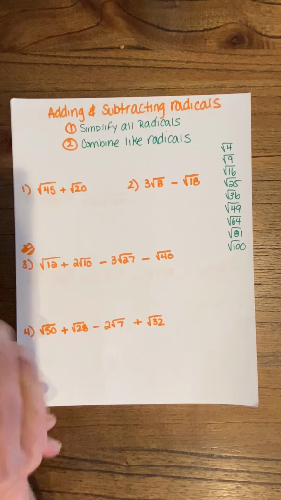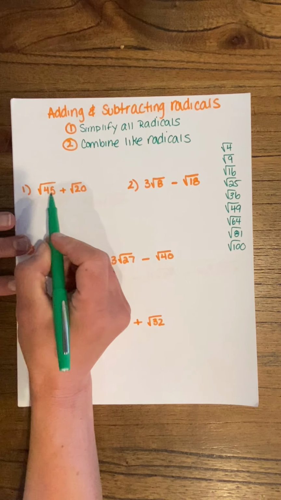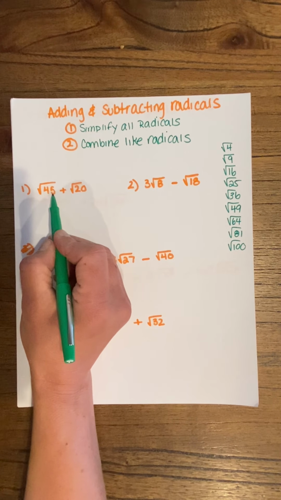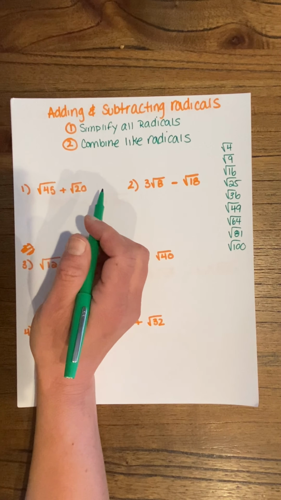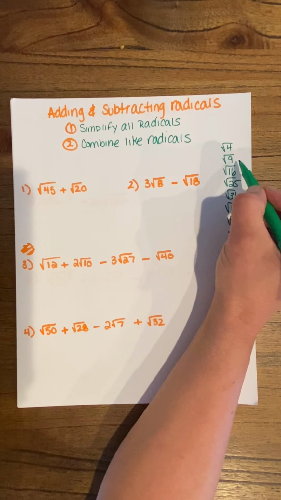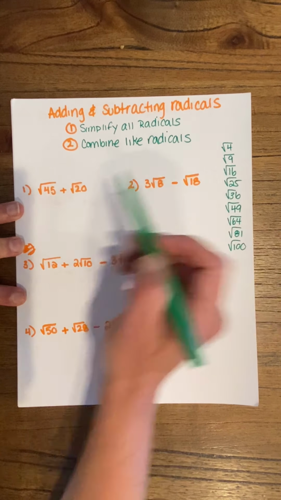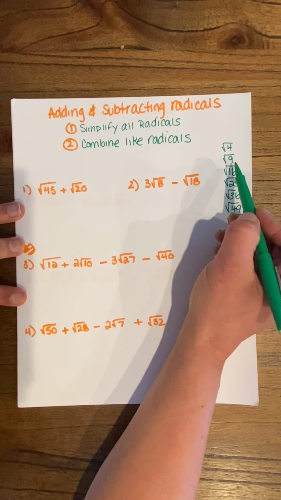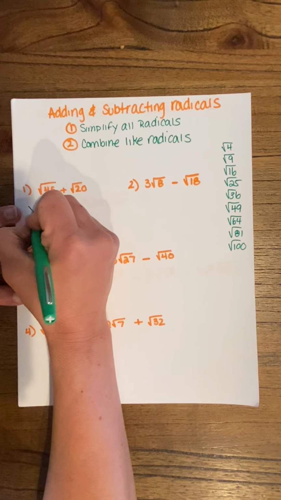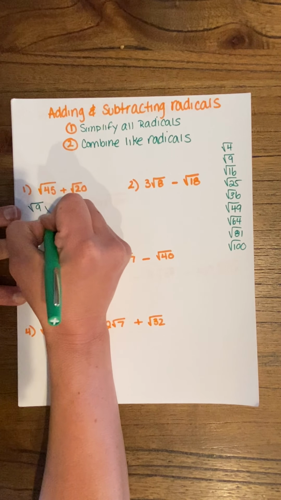Remember, the way we simplify radicals is we want to break down the numbers. So I want to break 45 into a multiplication of two numbers where one of them is a perfect square. If I look at this list of numbers, only one of them goes into 45, and it's 9. So I could break it down into 9 and 5.